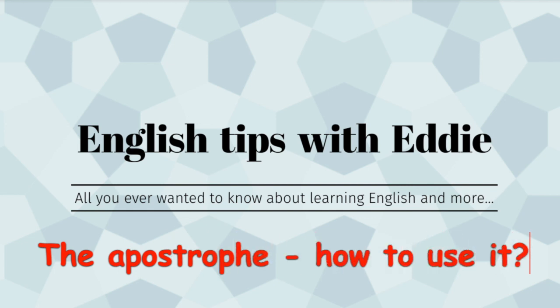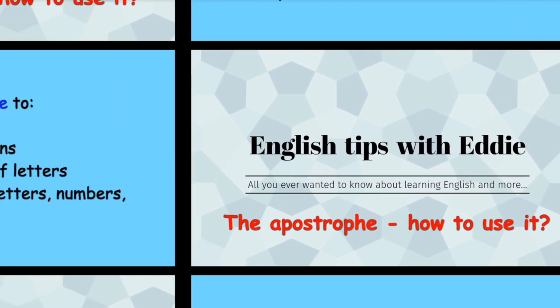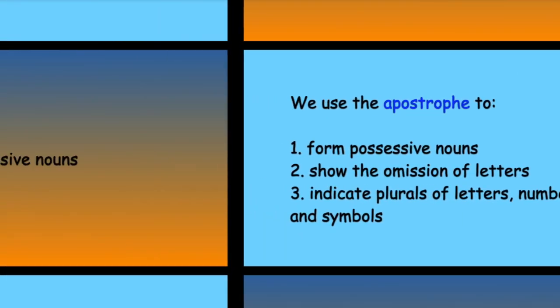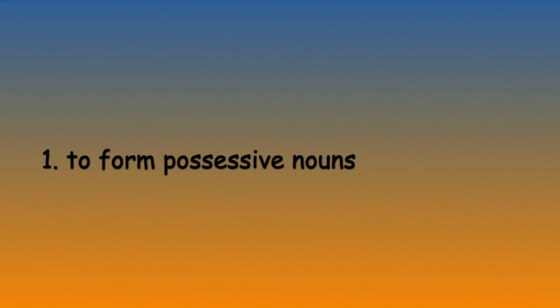Today, the apostrophe, how to use it. We use the apostrophe to form possessive nouns, show the omission of letters, and indicate plurals of letters, numbers, and symbols. First, to form possessive nouns.